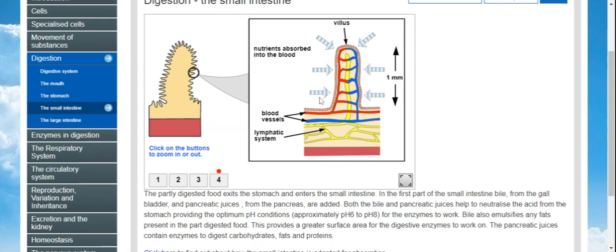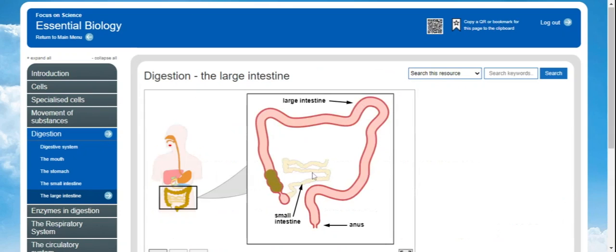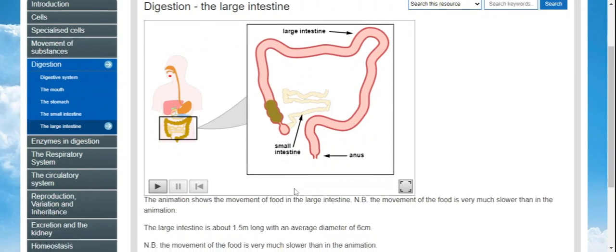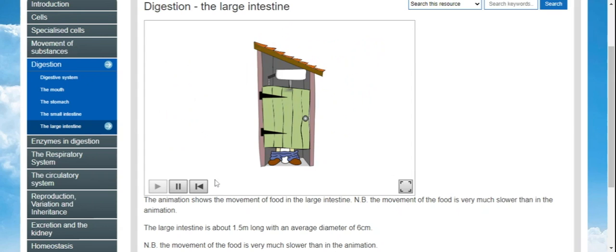And eventually, from the small intestine, the food continues its journey through the large intestine, where the water absorption takes place, and then the food products, so the waste products and bacteria mainly, will be secreted through the anus.